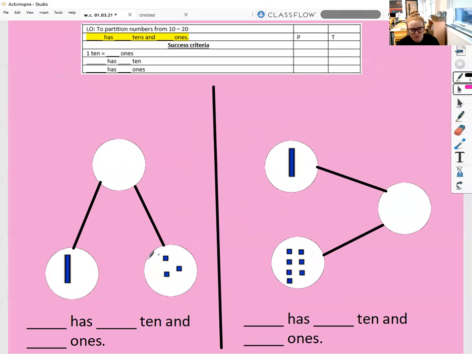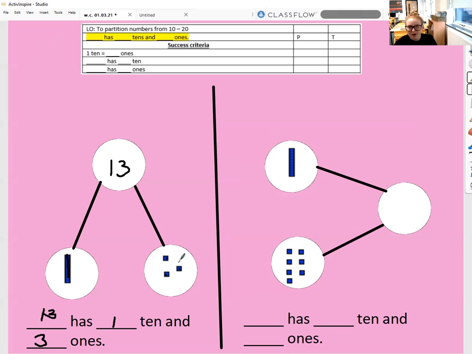Oh, so I've not got all my individual ones there. How many tens have I got? 1 ten. So I've got 1 ten to start my number off. And how many ones do I have? I've got 1, 2, 3 ones. 1 ten and 3 ones. So my number has 1 ten and 3 ones. What number is it? It's 13, because 13 has 1 ten and 3 ones.